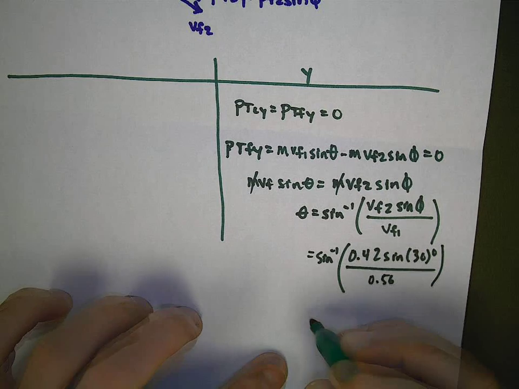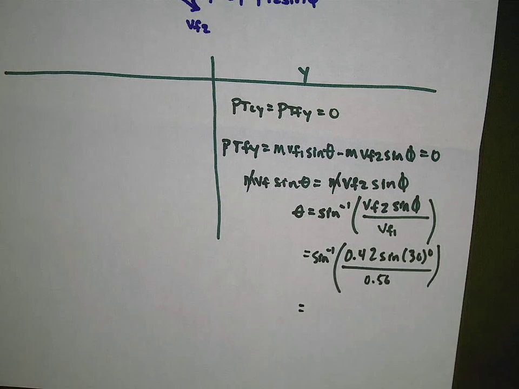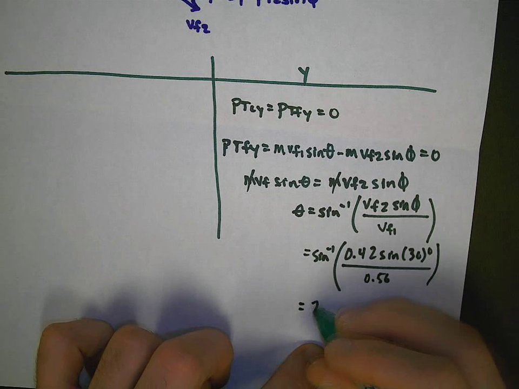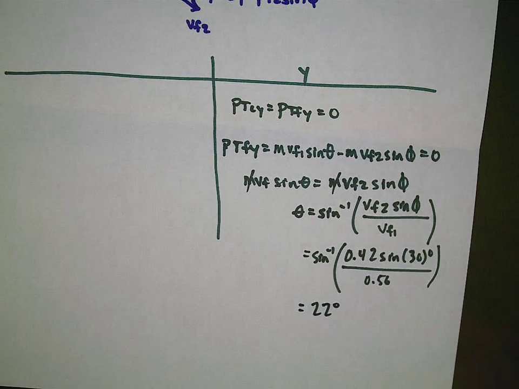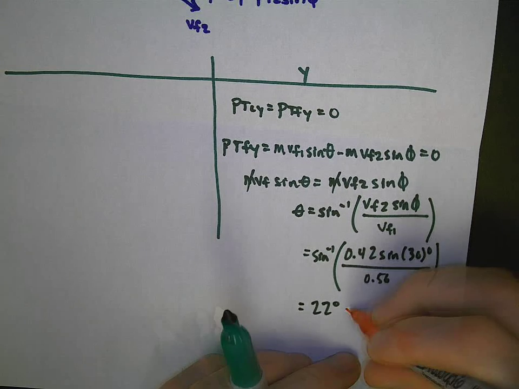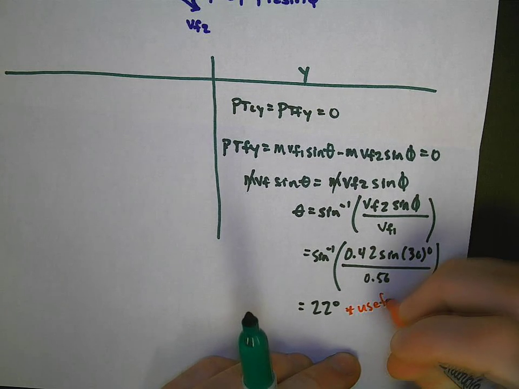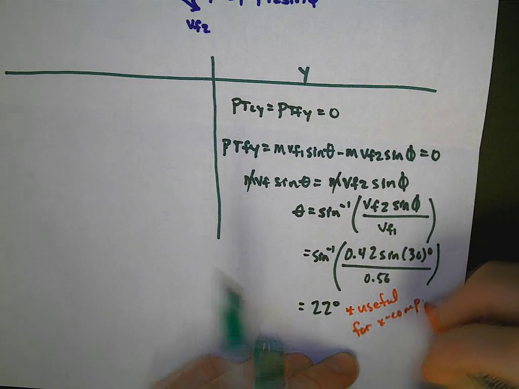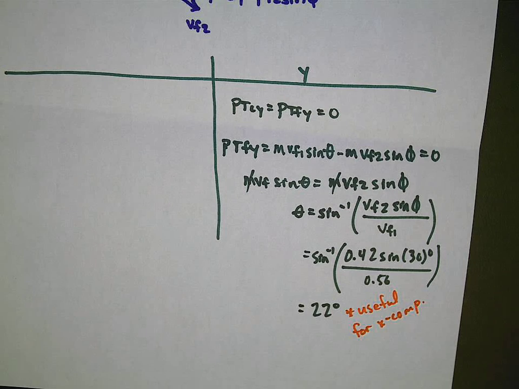And that calculation tells us that after the collision, the first rock, the rock that was thrown, was traveling at an angle of 22 degrees. And we solve this because it is useful for us when we analyze the x components. That is the reason we just solved for our angle theta.